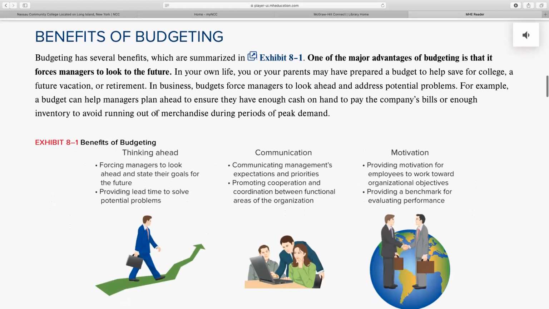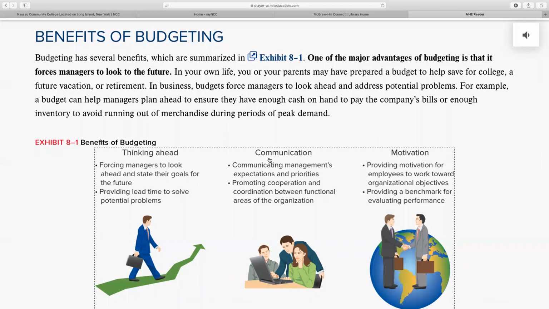So here they talk about what the benefits of budgeting are, is that it really forces management to look ahead, right? Because a lot of times you can get mired in the day-to-day things that go on in your life, and you kind of don't plan, and that's why people very often run into problems. That's why people work their whole lives and wind up with no money to retire, and other such problems, right? So the biggest benefit is looking ahead, thinking ahead.